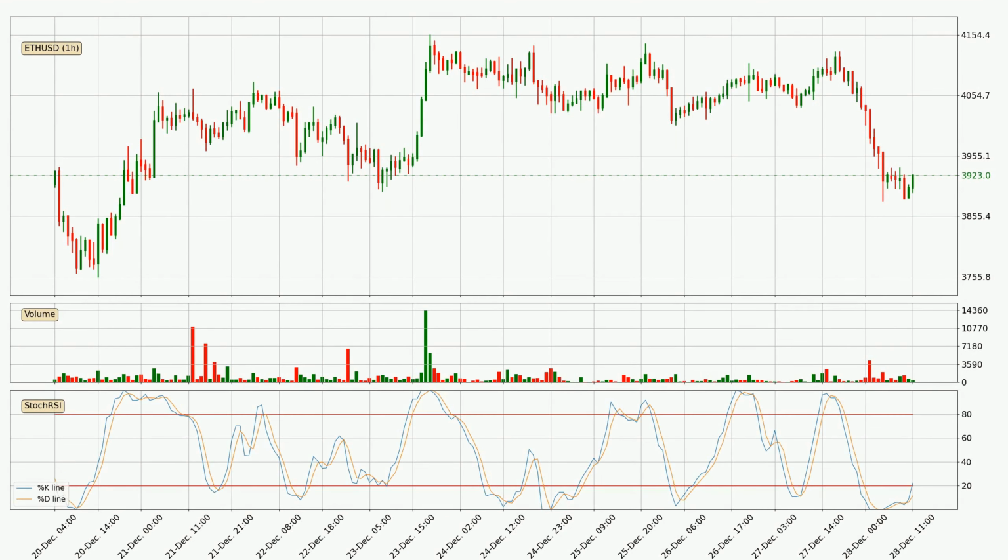Jumping to the hourly stochastic RSI, we can see that the crypto is being oversold because the %K and %D lines are in the lower region. A change in the trend can be expected or for the crypto to remain at least stable for some time. The trend has shifted upwards because the K line is currently located above the D line.